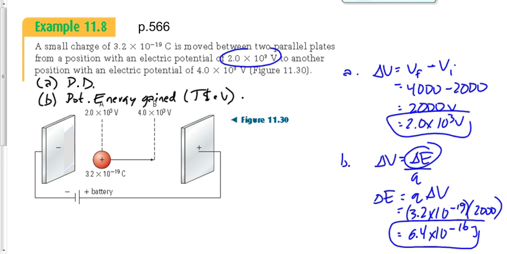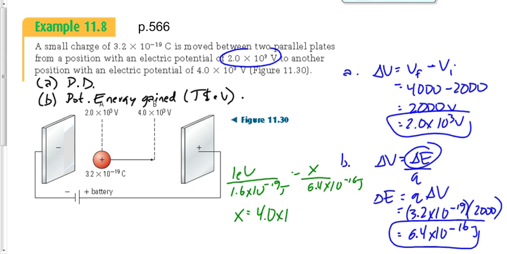What about in electron volts? Well, let's say 1 electron volt is equal to 1.6 times 10 to the minus 19 joules equals X electron volts over 6.4 times 10 to the minus 16 joules. Solve for X, I think we end up getting 4.0 times 10 to the 3 electron volts.